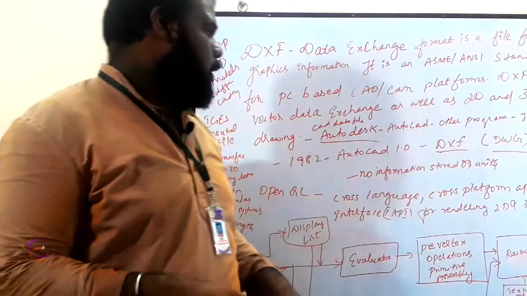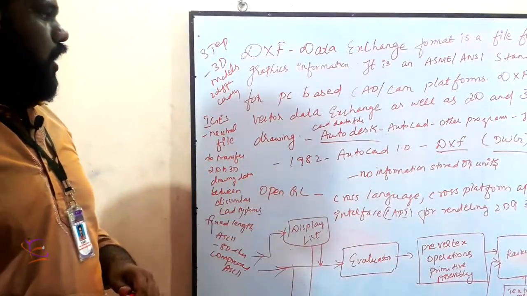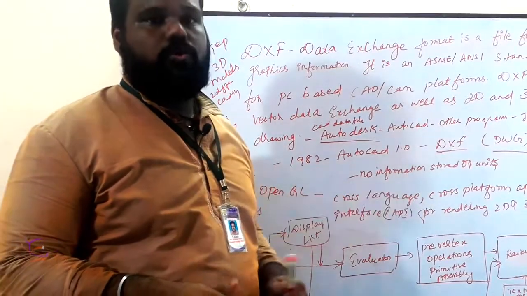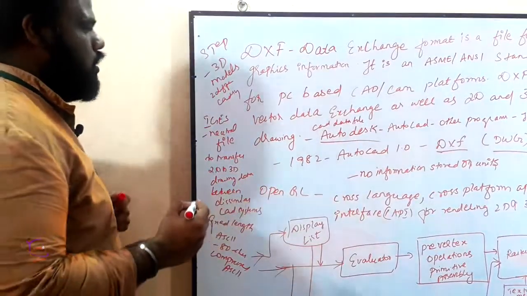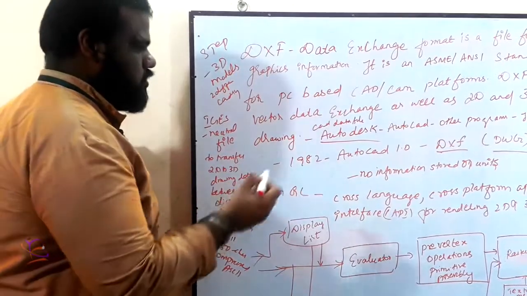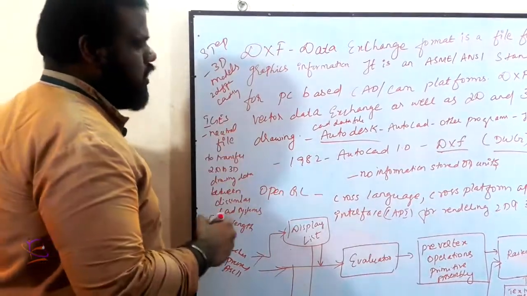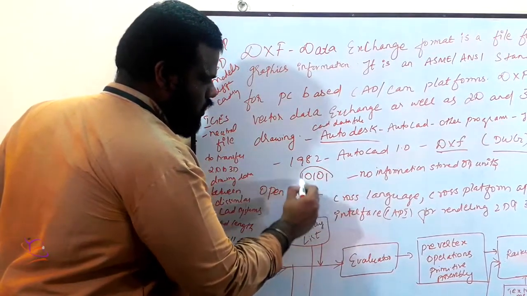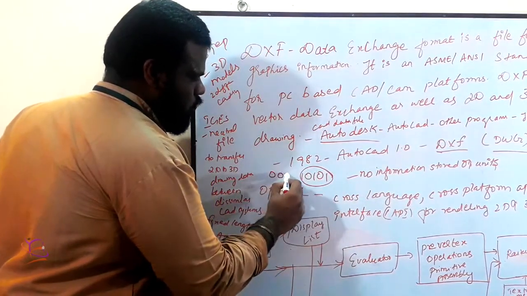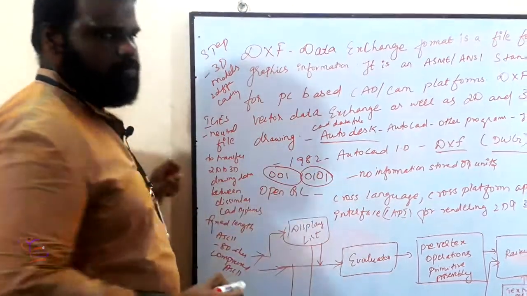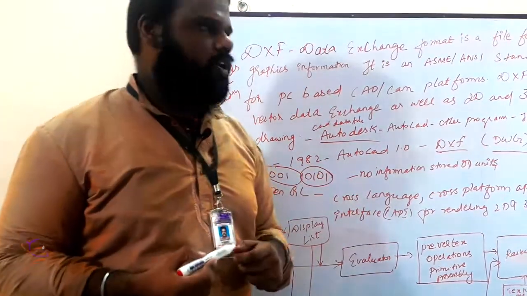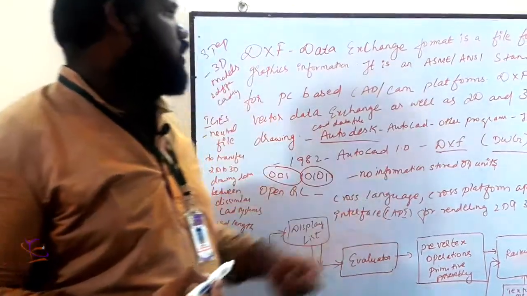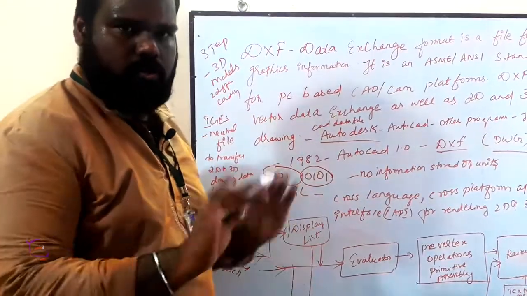Now, I remembered a point here. There is no information stored on units. Normally when a drawing is saved, it is stored deep in the hardware in the form of 1s and 0s, like binary formats. But here no information is stored on units in the DXF format.